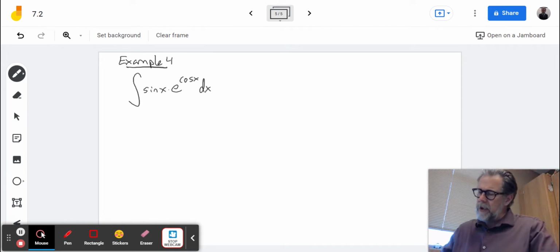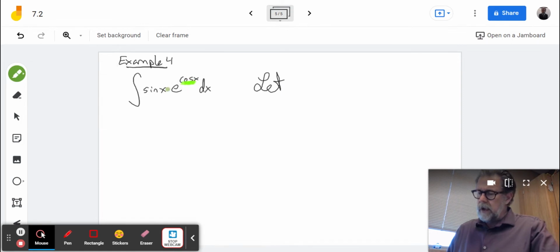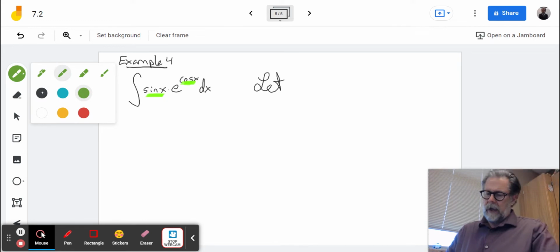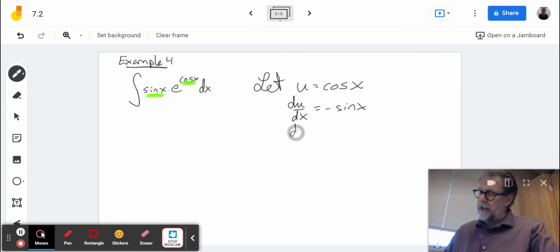So what I am going to do is I'm going to say, well, I know that there is a relationship between cosine and sine when it comes to derivatives. I'm going to go ahead and I'm just going to say, well, let's let u equal cosine of x. And let's see what happens. Well, I now know that du dx is equal to the negative sine of x, which means that the differential du is equal to the negative sine of x dx.